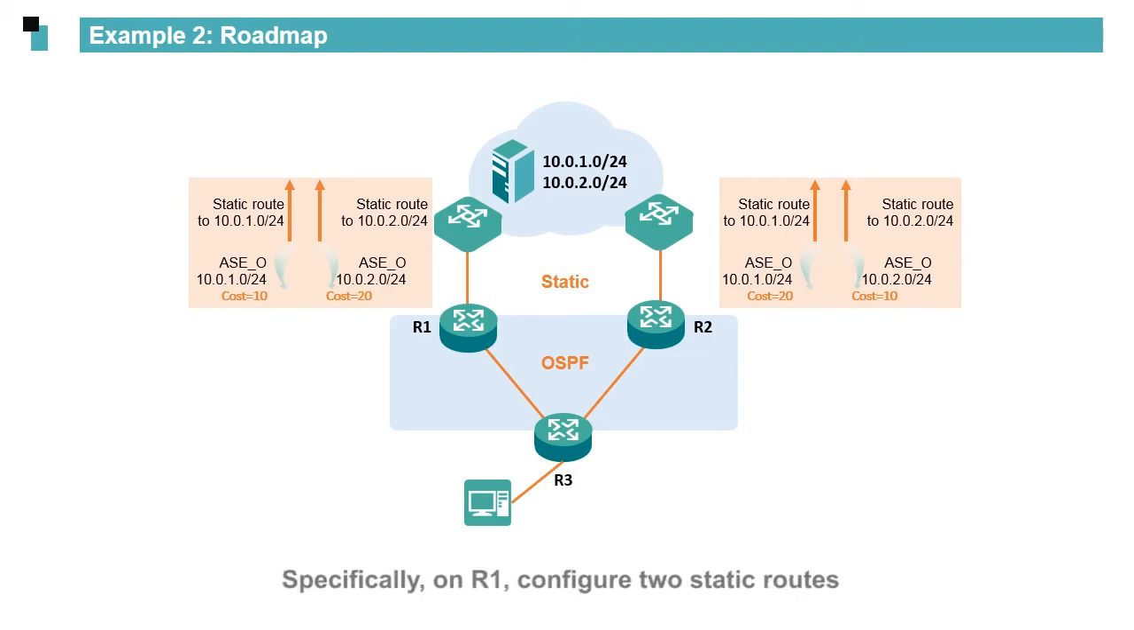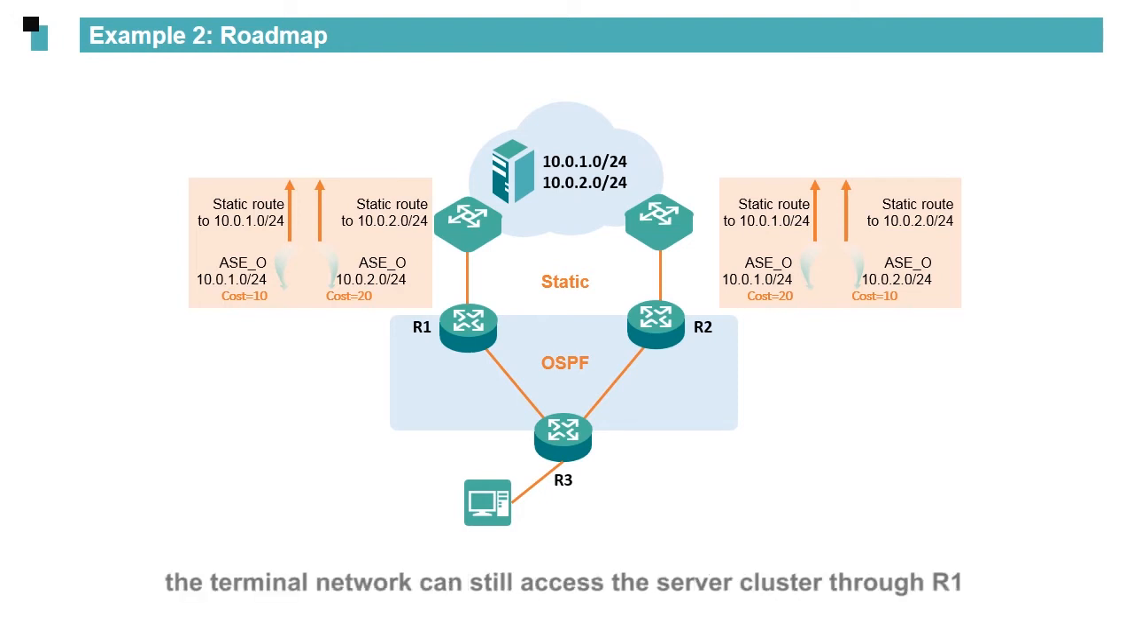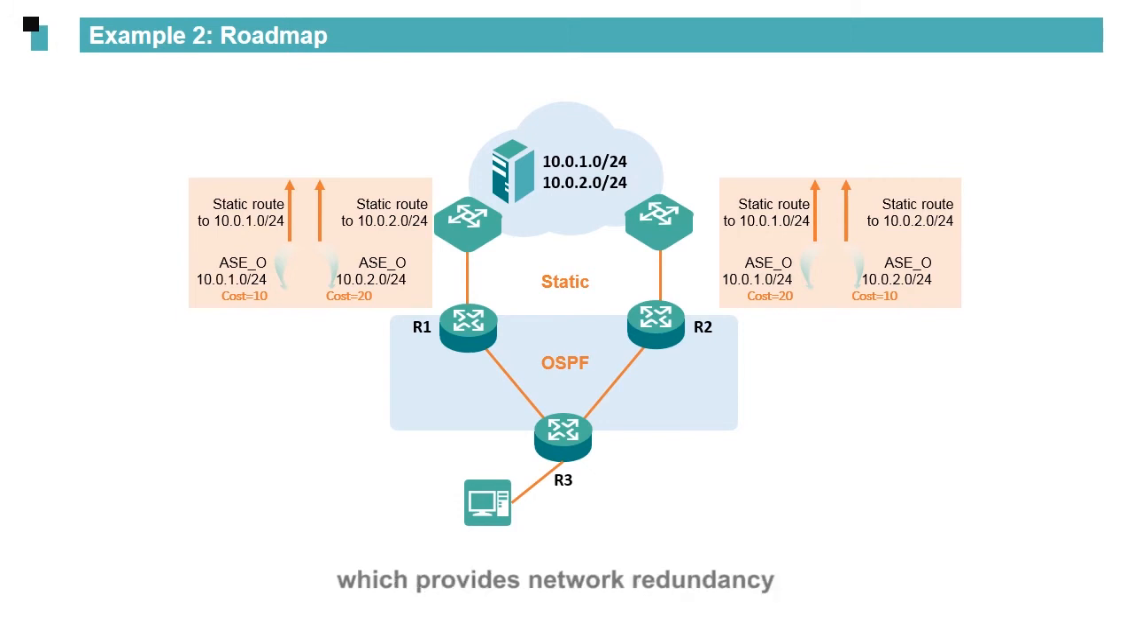Specifically on R1, configure 2 static routes to the network segments of the server cluster. In this way, even if R2 fails, the terminal network can still access the server cluster through R1, which provides network redundancy. Then, in the OSPF view on R1, run the import-route static command to import the static routes to OSPF. Similarly, perform the corresponding configurations on R2 to meet the traffic forwarding path requirement.